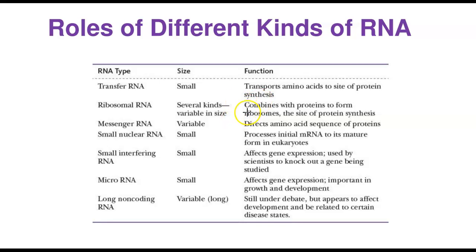The ribosomal RNAs are different kinds. They have different sizes. What they do is combine with proteins to form ribosomes, and it is at this place that protein is synthesized. It's also another important major one.